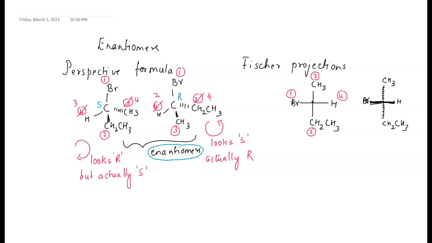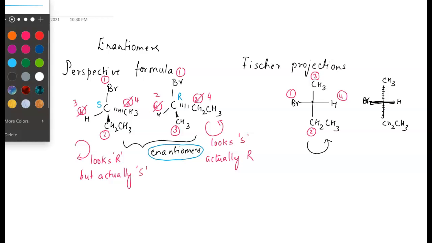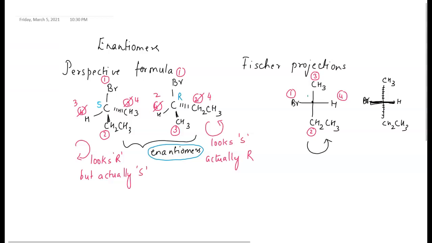So when I do my wheel rotation here again, I have 1 to 2 to 3, right? I'm going from 1 to 2 to 3. So it looks like it is S, but since my lowest priority is on the horizontal bond, this molecule is actually R at the stereocenter. Okay, its configuration is R.